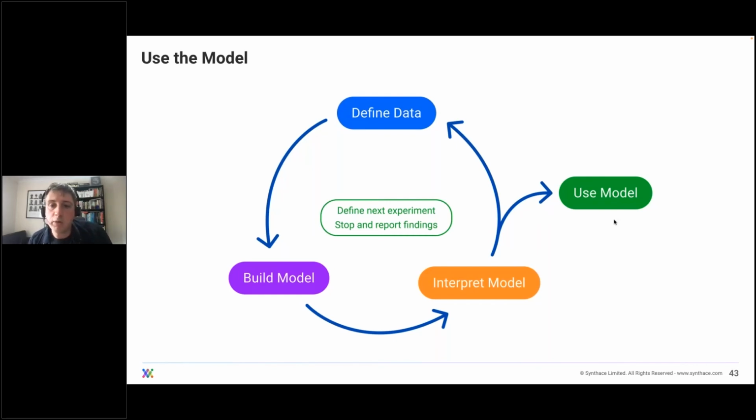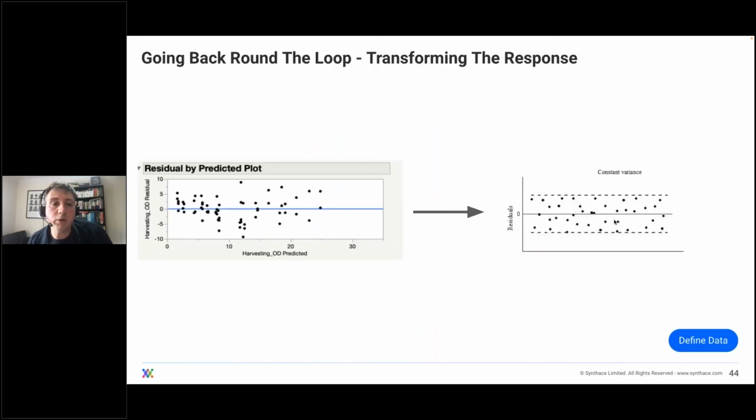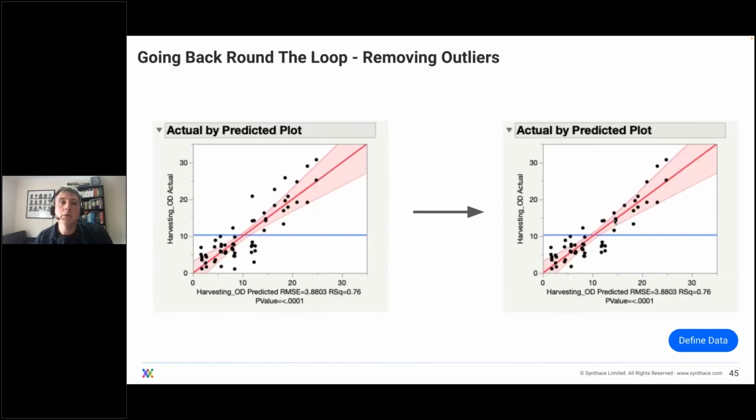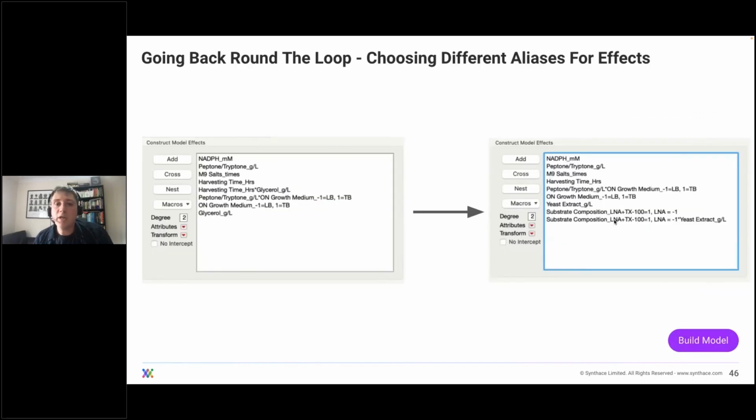So to finish off the example we've been following, what could we do next? Well, if we wanted to dig deeper into this data set, we could try transforming the response to make it more normal since it wasn't perfect. We could remove some of these outliers and redo the process to see if anything changes. Or we could investigate some of the other aliasing possibilities for the interactions we found. However, based on all our prior analysis, my overall feeling was that we wouldn't really get a great deal out of doing all of these things.